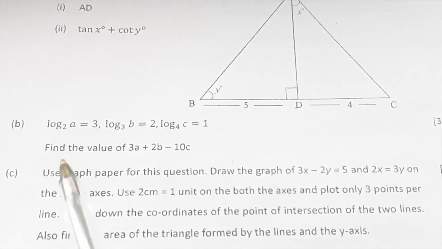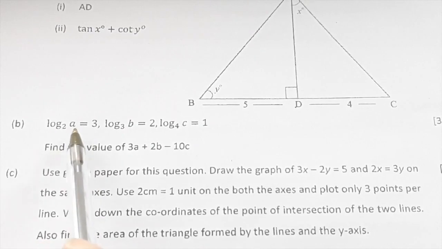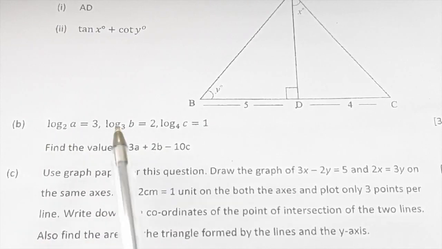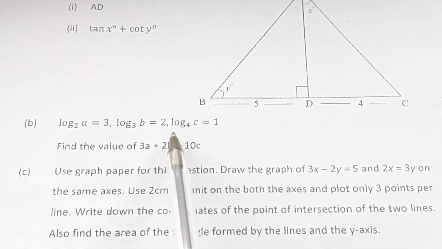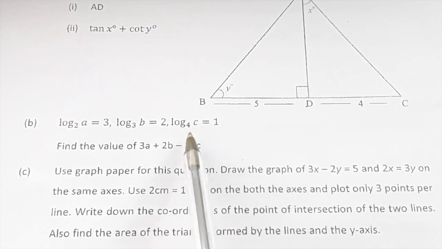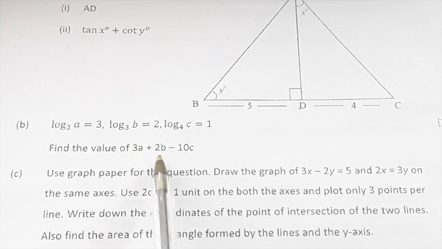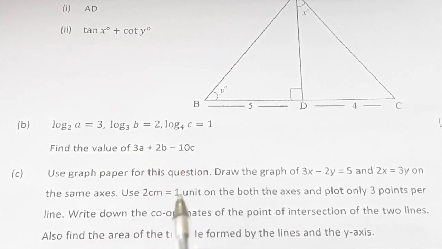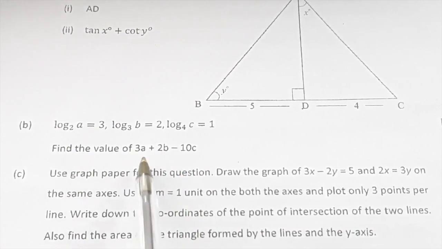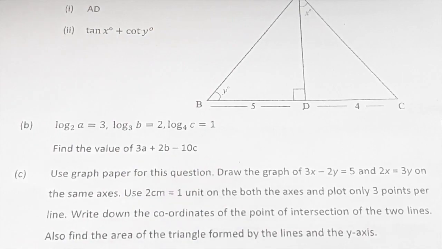Now we come to question 8b. Log a to the base 2 is equal to 3, log b to the base 3 is equal to 2, and log c to the base 4 is equal to 1, and find the value of 3a plus 2b minus 10c. So we have to find the value of 3a plus 2b minus 10c.